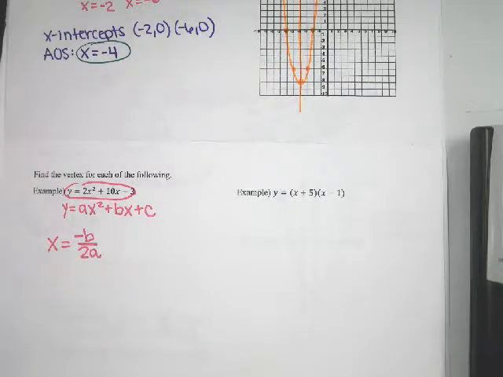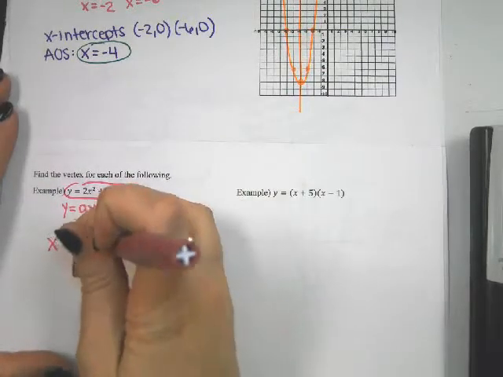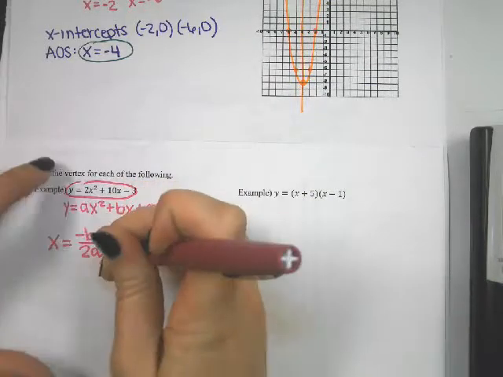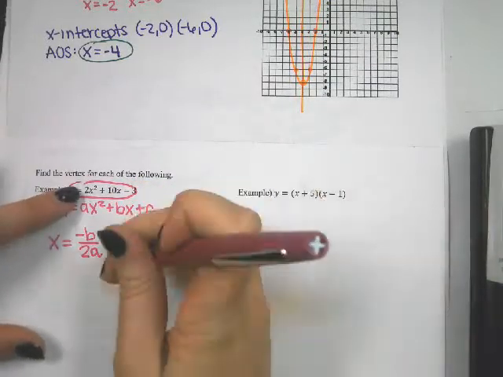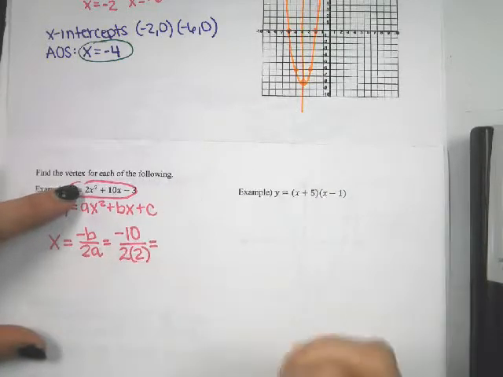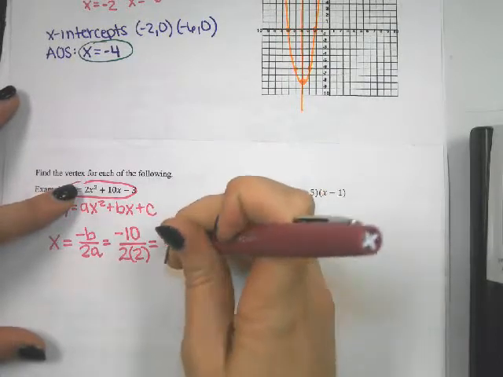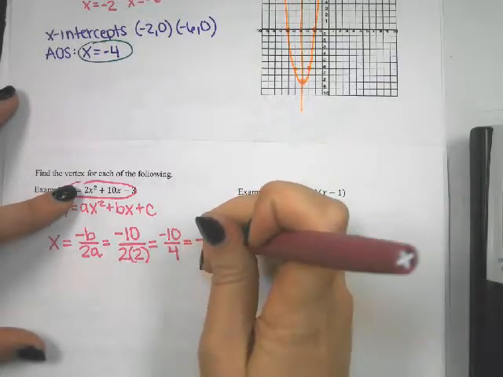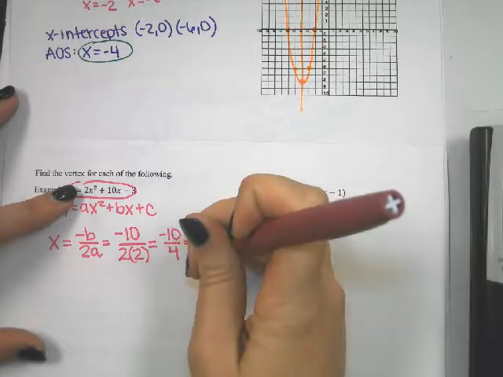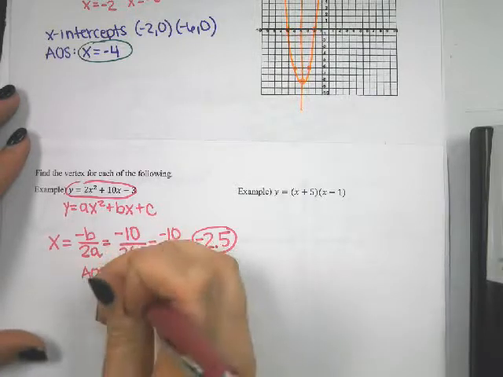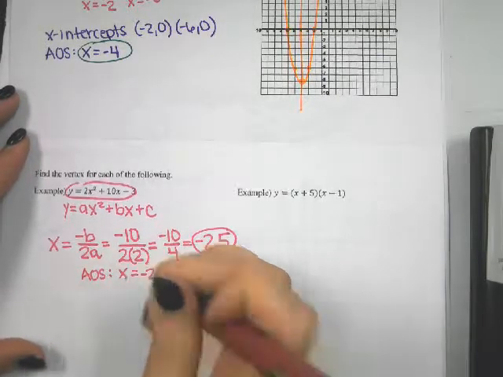This is the only formula that's in your IB formula book for this topic, so you will have this available to you. And we plug it in. My b value in this case is 10, so negative 10 over 2, and my a value is 2. So my axis of symmetry should be at negative 10 over 4, which is negative 2.5. So my axis of symmetry is x equals negative 2.5.